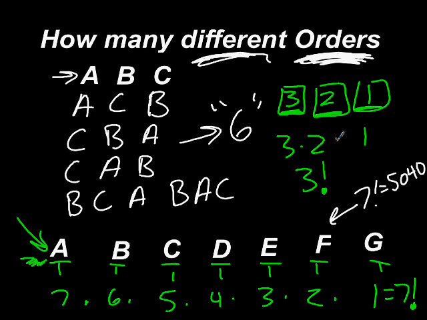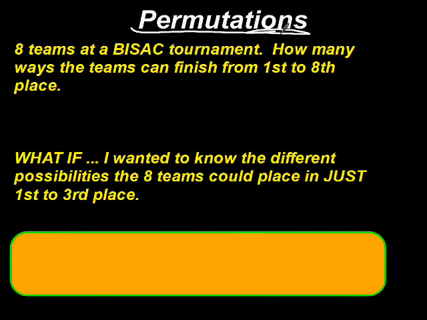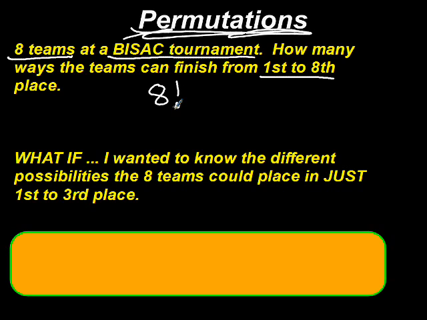Okay, let's move on to see different ways we can use this. We're dealing with permutations here, and let's do another example. Let's say that we have 8 teams, and we're at the bisac turn. How many different ways can we finish from first to 8th? So we have 8 teams, and how many different kinds of order could I put 8 different teams? Well, can you guess? If we have 8 teams, 8 different choices, 8 times 7 times 6 times 5... All right, it's 8 factorial.